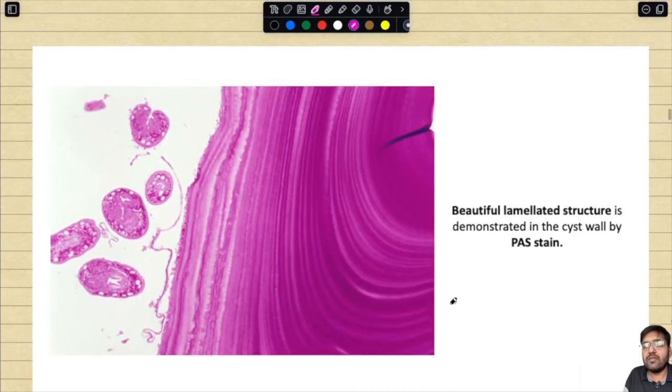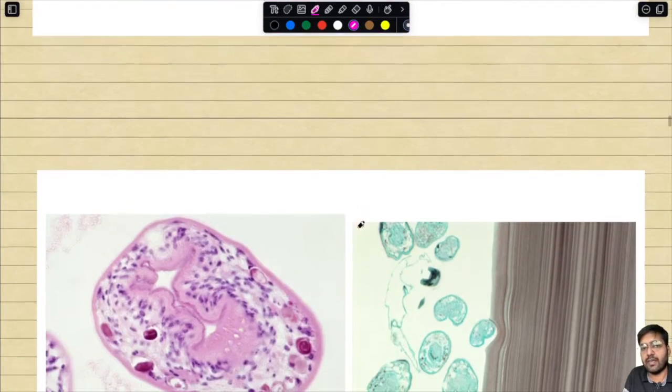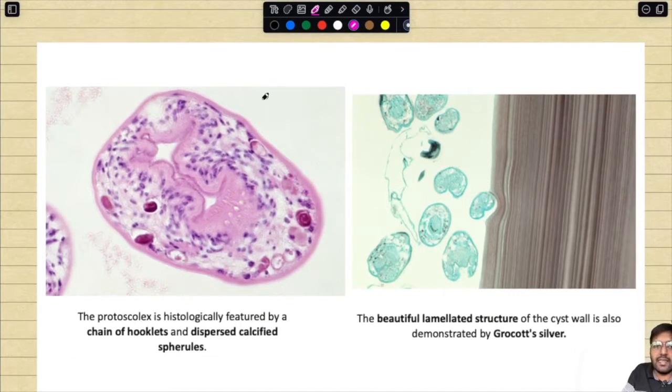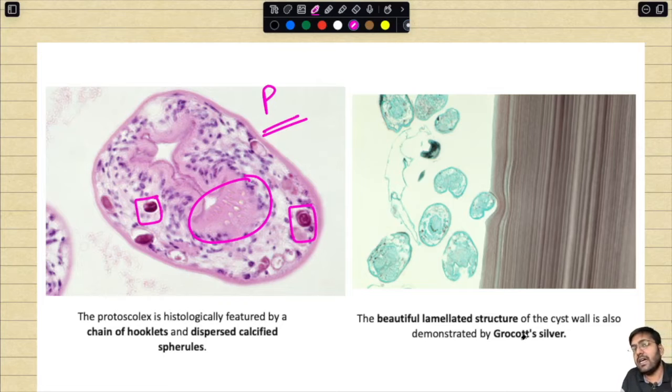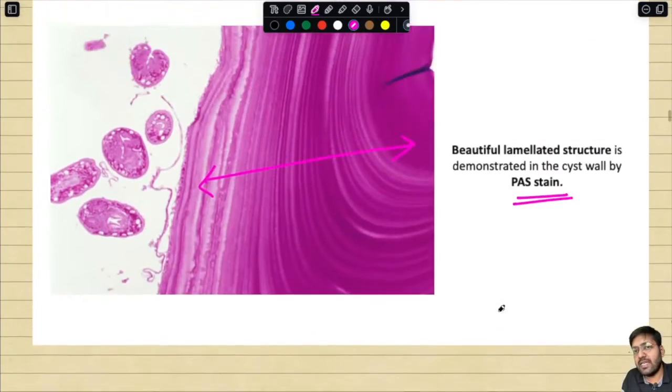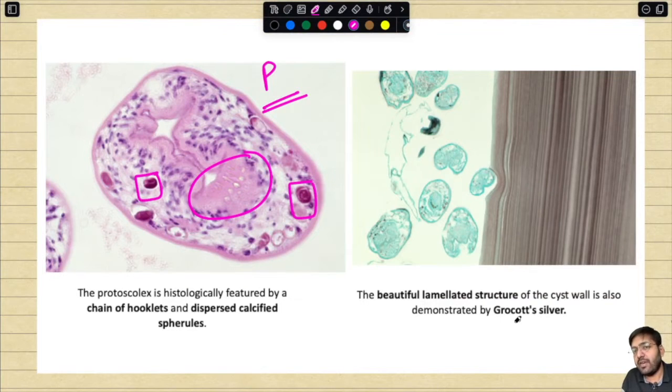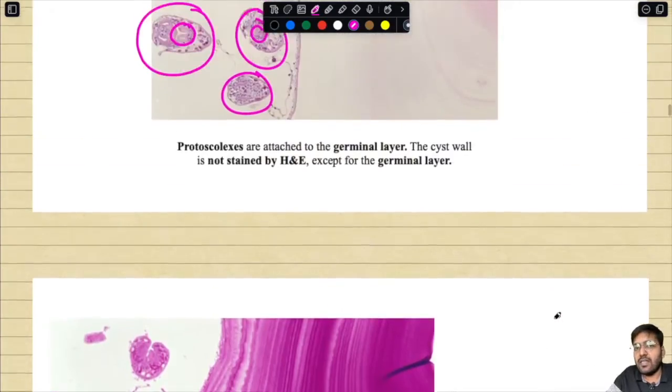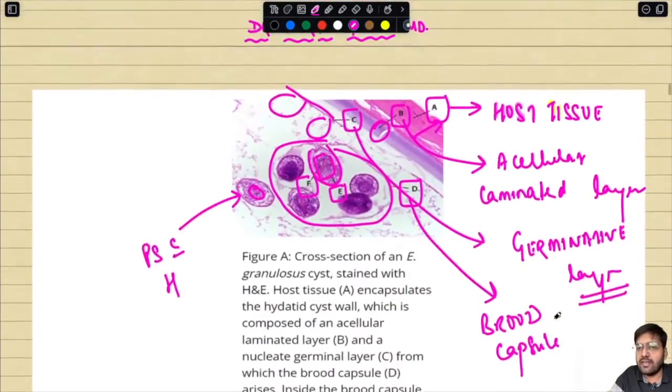Now this is another image, the PAS stained image. Again, a beautiful lamellated structure can be appreciated over here. This is another image highlighting the individual protoscolex. They also have a chain of hooklets over here, and very importantly, multiple dispersed calcified spherules are also present. This can be highlighted using the PAS stain, and the laminated structure can also be highlighted using Grocott's silver stain. So this is the complete discussion of the hydatid cyst.